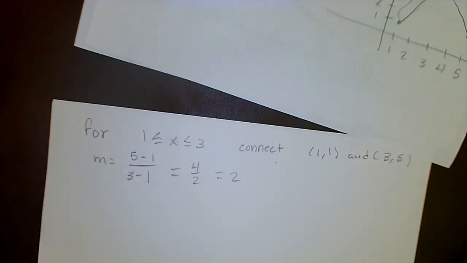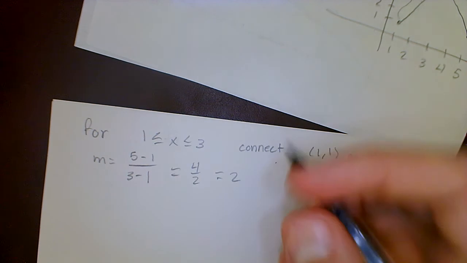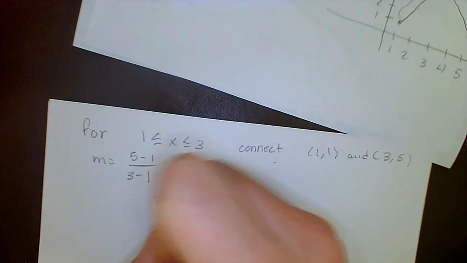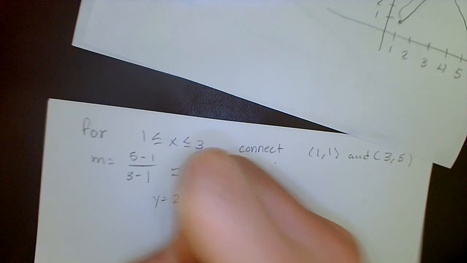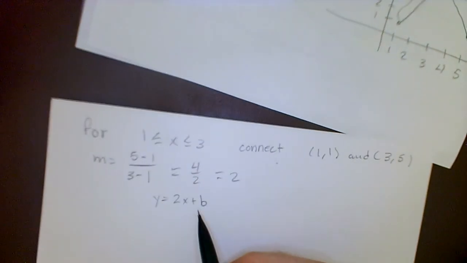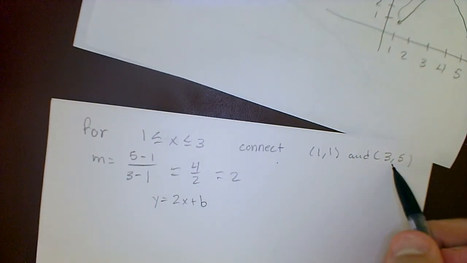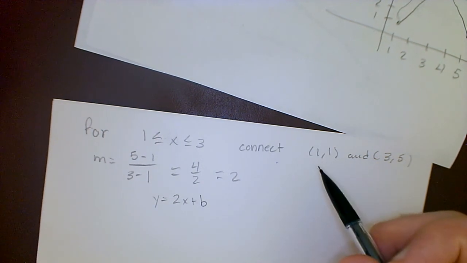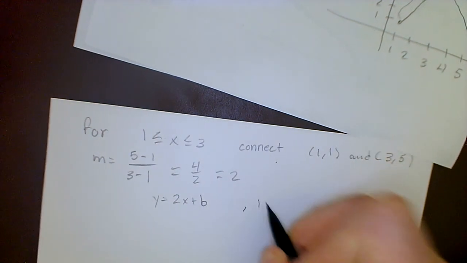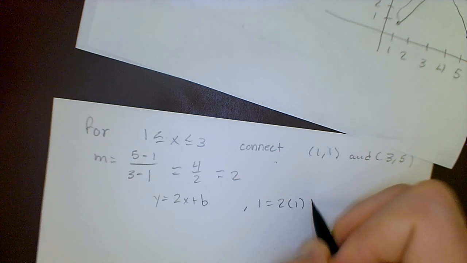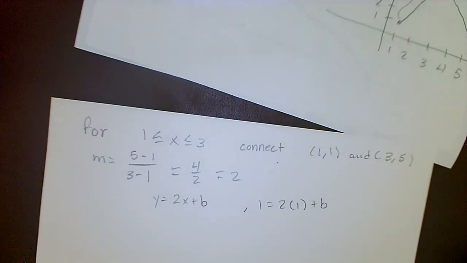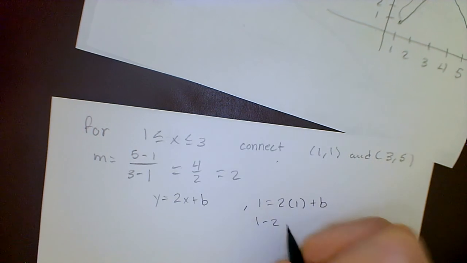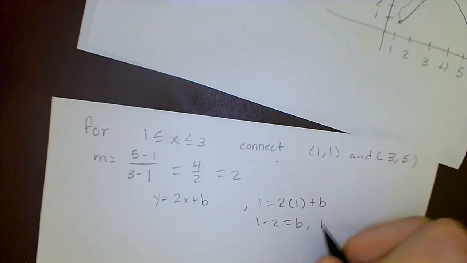Okay. All right. So now we have y equals 2x plus b, and we still need to figure out what the b is. So we pick either 1 comma 1 or 3 comma 5 and plug it in here. I'm going to do 1 comma 1 because 1s are easy numbers to work with. So we get 1 equals 2 times 1 plus b. Okay, so if I solve for this, it's 1 minus 2 equals b. So b equals negative 1.